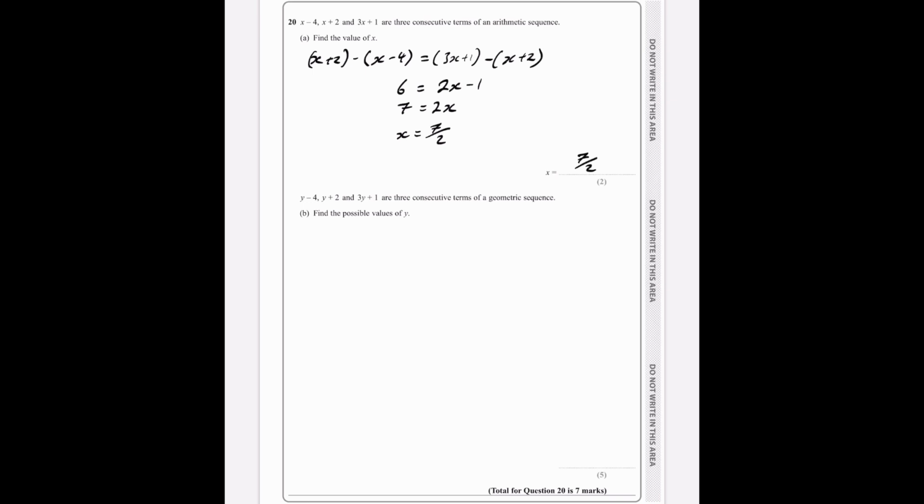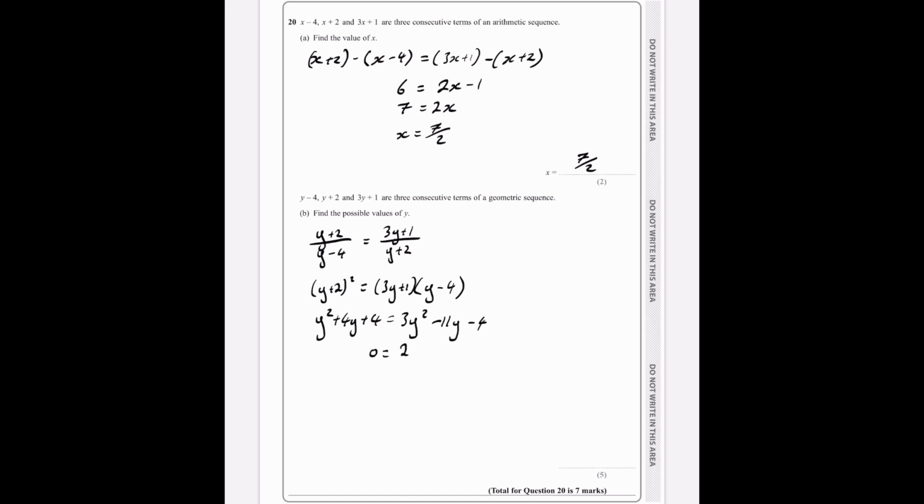Then for a geometric sequence, we have a common ratio. So if we divide the second term by the first term, we'll get the same as what we get if we divide the third term by the second term. So the two r's, if you like, would be equal. It gives us a fractional equation to solve. Multiply both sides by y plus 2 and multiply both sides by y minus 4. And then expand everything out. So y plus 2 squared expands to y squared plus 4y plus 4. And the right hand side expands to 3y squared minus 11y minus 4.